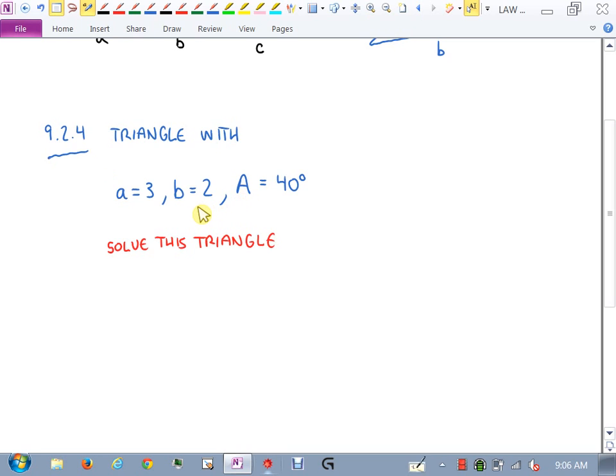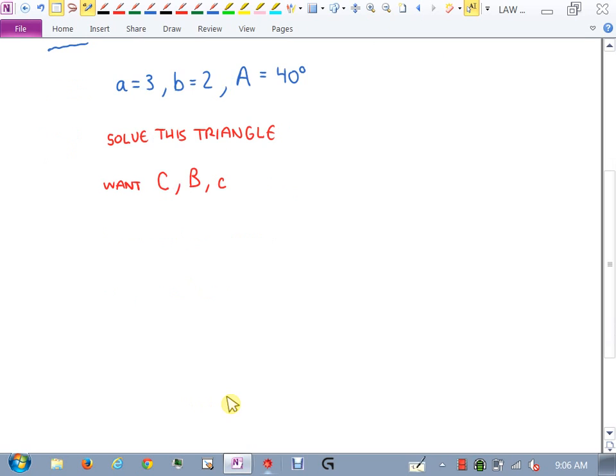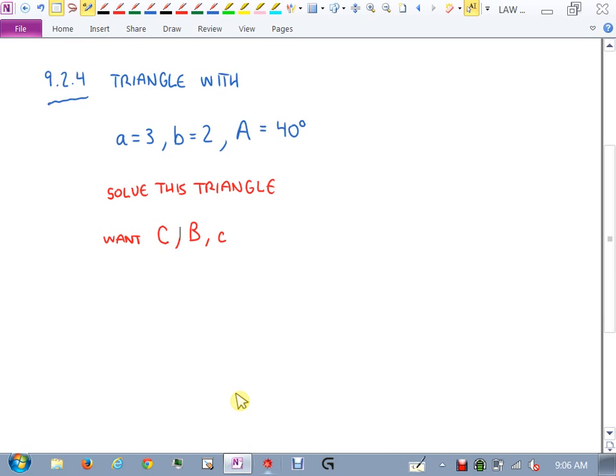Let's list out the things that we're going to need to find. We're going to want capital B, capital C, and little c. Those are the three things we're going to want. So what do you want to go after first? Sometimes you have to go after one thing in particular. Let's see if that's the case here. Can we try and find capital C?